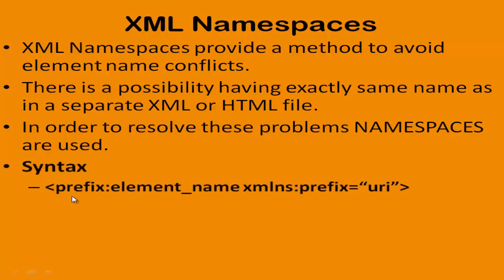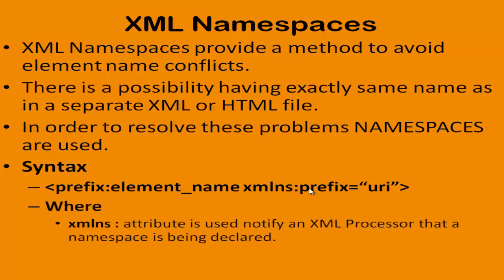And the syntax is prefix colon element_name, then xmlns. xmlns is a short form, the keyword used in the syntax in order to tell our namespace: colon prefix equivalent to URI. When I show an example, you will be able to understand that better. But before that, I'm going to explain the meaning of xmlns and other things.